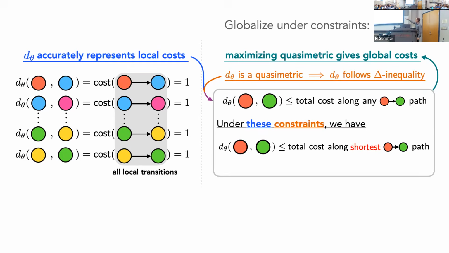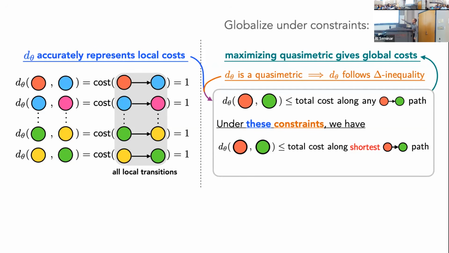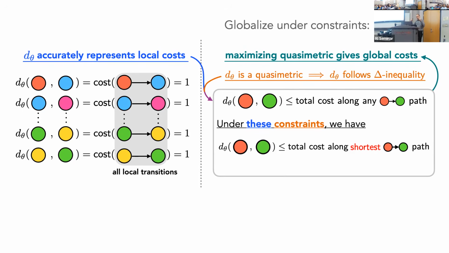Okay, so if it's a quasimetric, we know that d theta follows the triangle inequality. So what does the triangle inequality say? It says that the optimal path length from red to green, from any one node to any other node, is less than or equal to the sum of all the cost on all the intervening links. So for any path through this graph, the sum of the cost of all edges along that path is going to be greater than or equal to the shortest path between the two nodes. So this is just an extension of the triangle inequality.